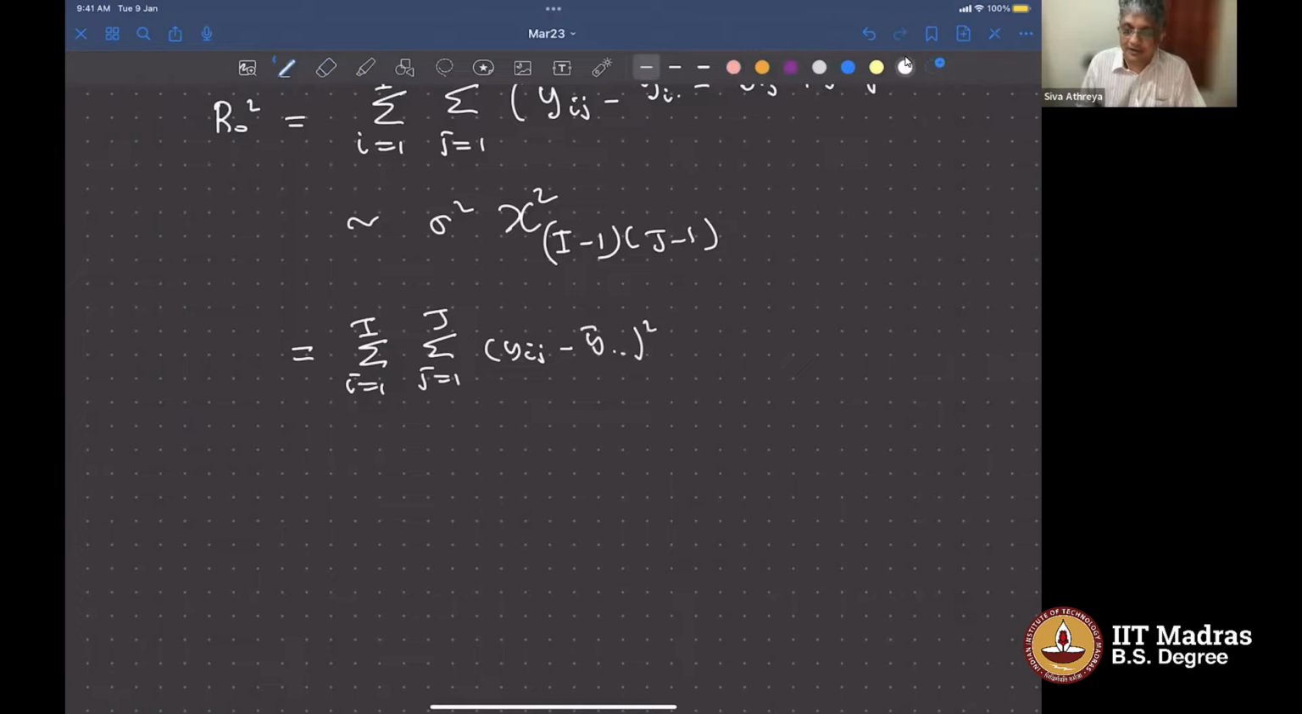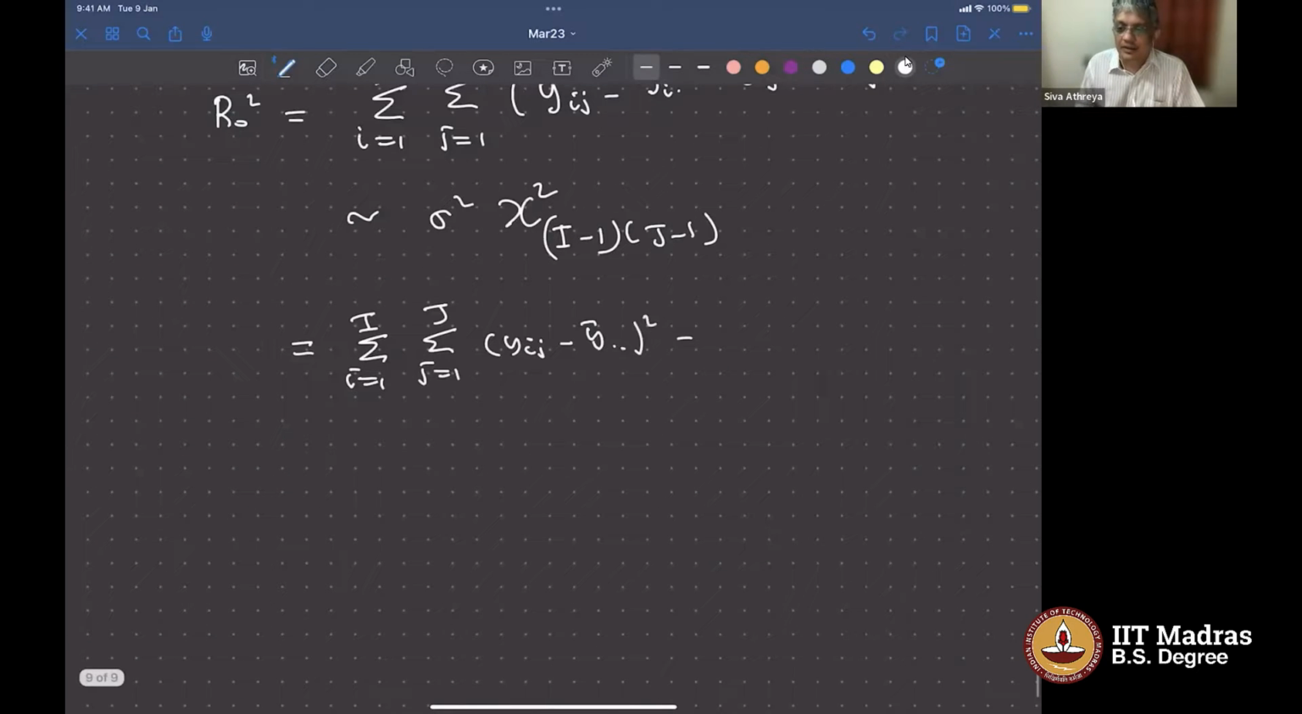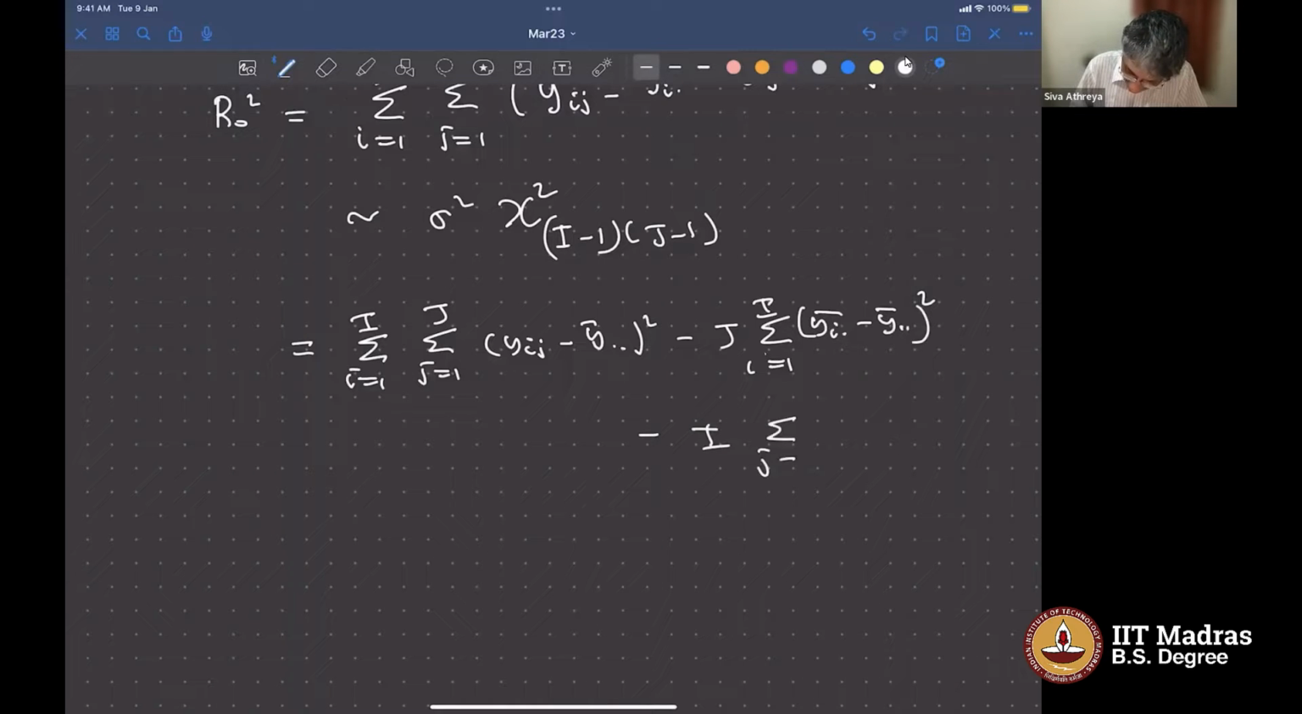Then, once you do this, the last two you have taken care of. Then you have J times the sum from i equal to 1 to capital I of y_i dot bar minus y dot dot bar, whole squared. And then minus I times the sum from j equal to 1 to capital J of y dot j bar minus y dot dot bar, squared.